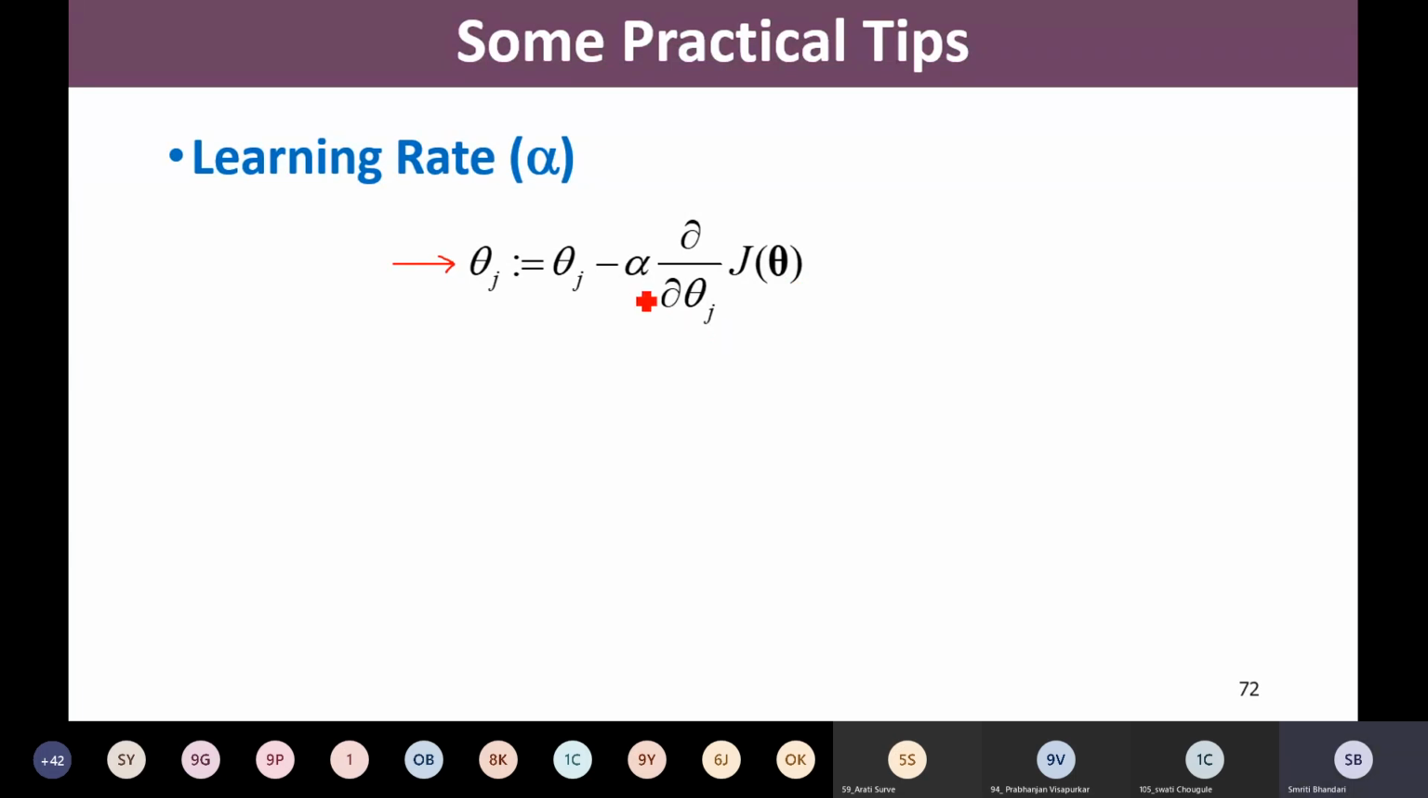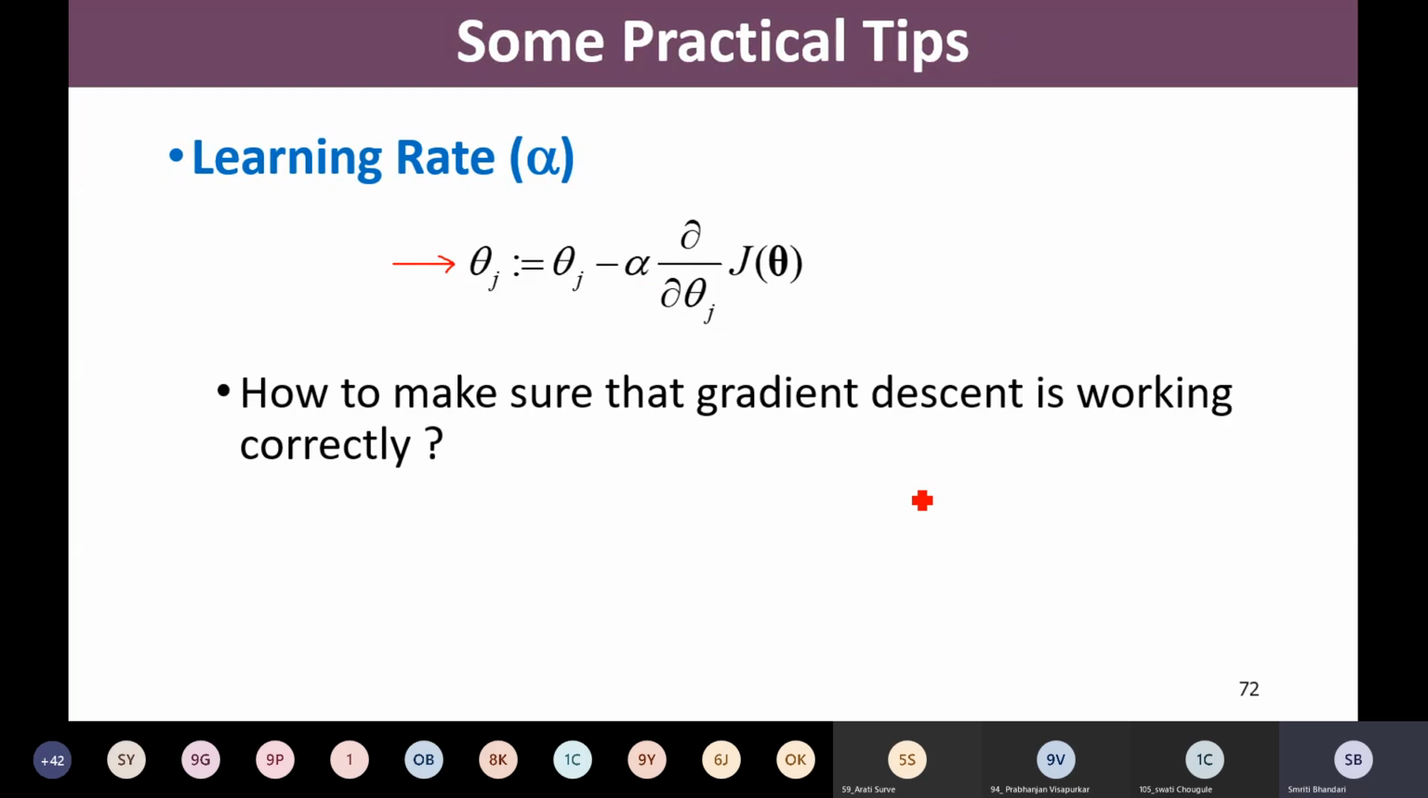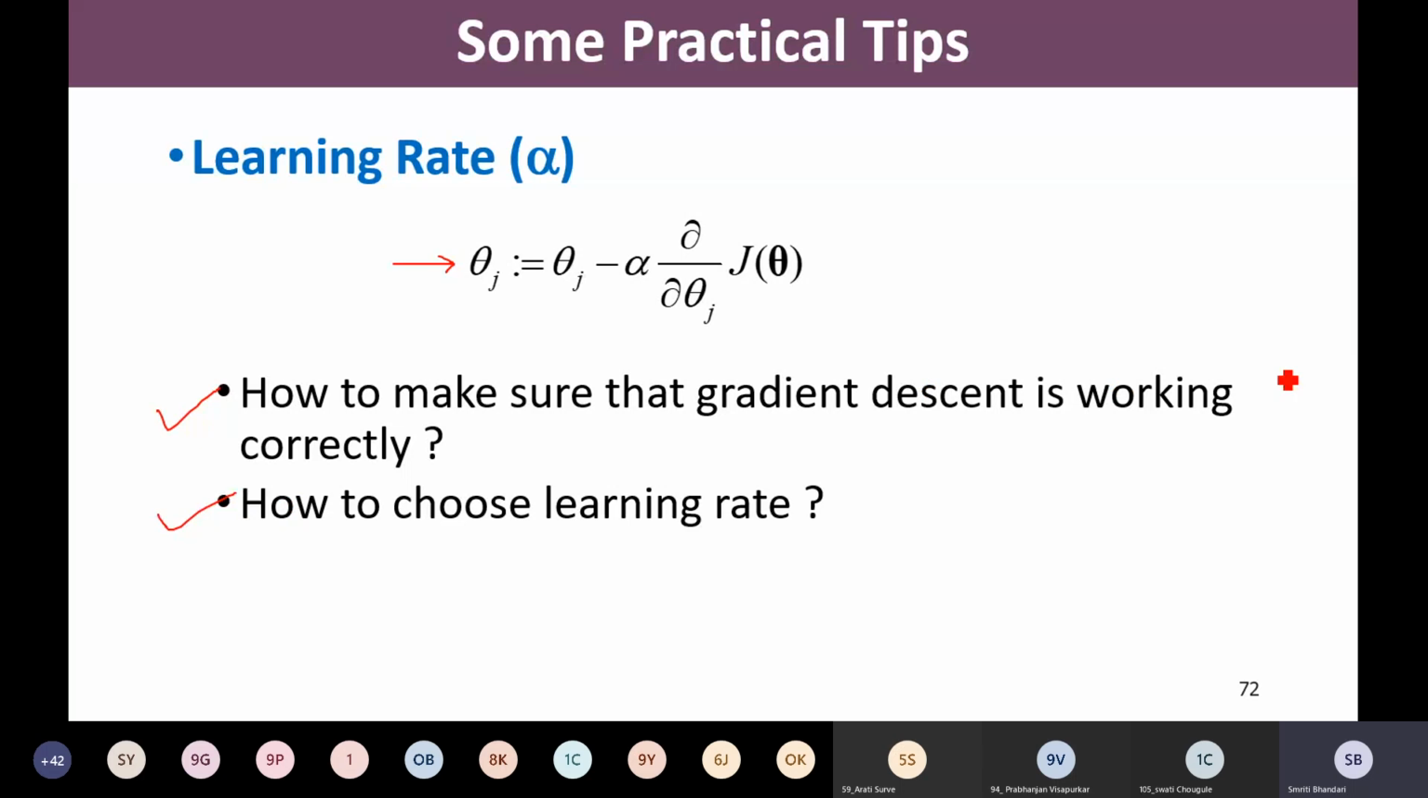Now, the important question that comes to mind is how to choose the value for this alpha, and how to make sure that gradient descent is working correctly. So these are two important questions that we may have. The first is how to make sure that gradient descent is working correctly, and secondly, how to choose this learning rate. I'm going to provide you the answers to these two questions now. To make sure that gradient descent is working correctly.